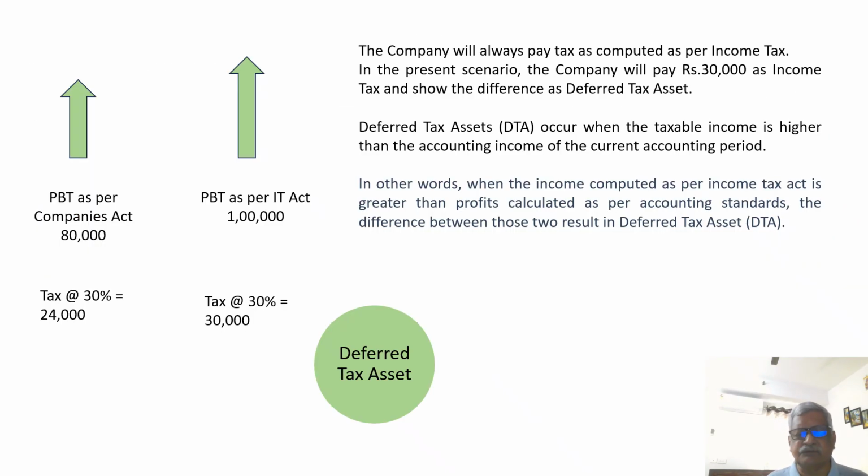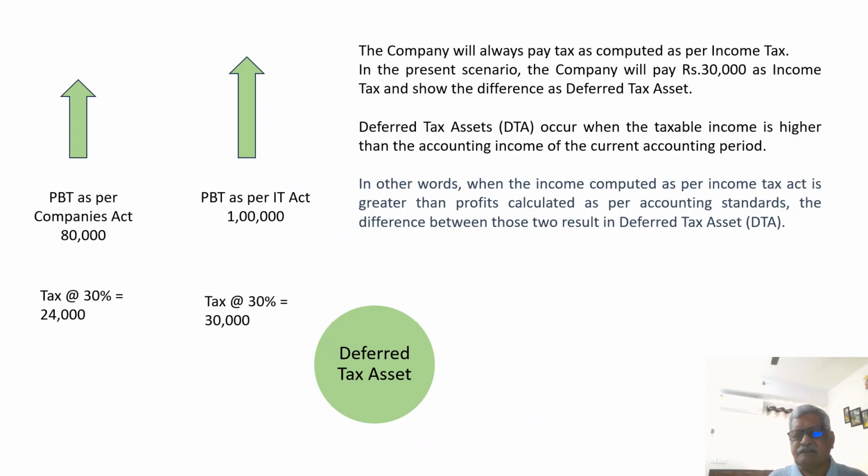Now let us understand the deferred tax asset, how it occurs. The profit before tax as per the Companies Act is 80,000 and the tax at the rate of 30% works out to 24,000. Profit before tax as per IT Act is 1 lakh and tax at the rate of 30% works out to 30,000. The company will always pay tax as computed as per income tax. In the present scenario, the company will pay rupees 30,000 as income tax and show the difference as deferred tax asset. Deferred tax asset occurs when the taxable income is higher than the accounting income of the current accounting period.